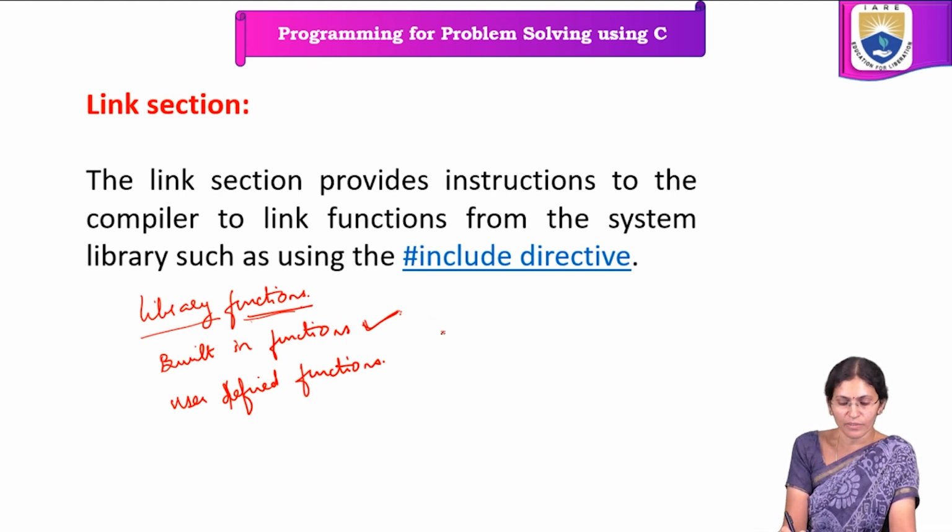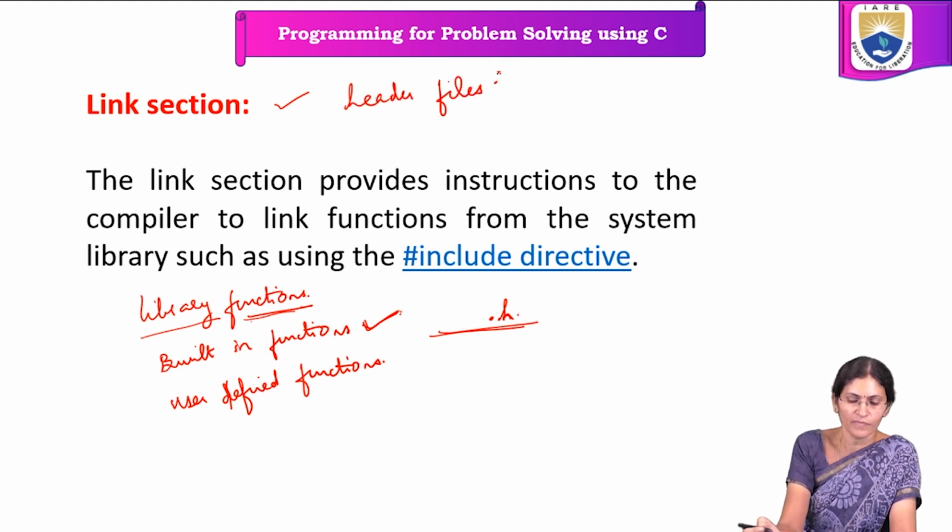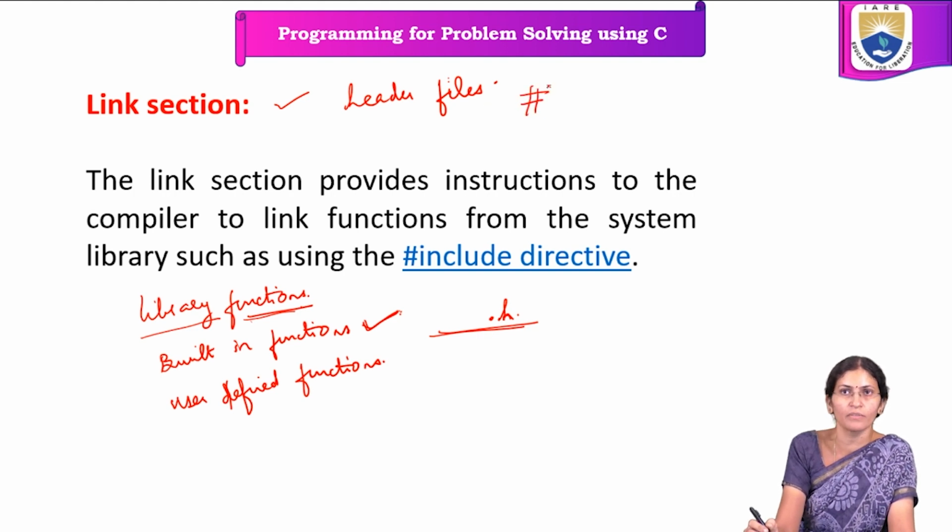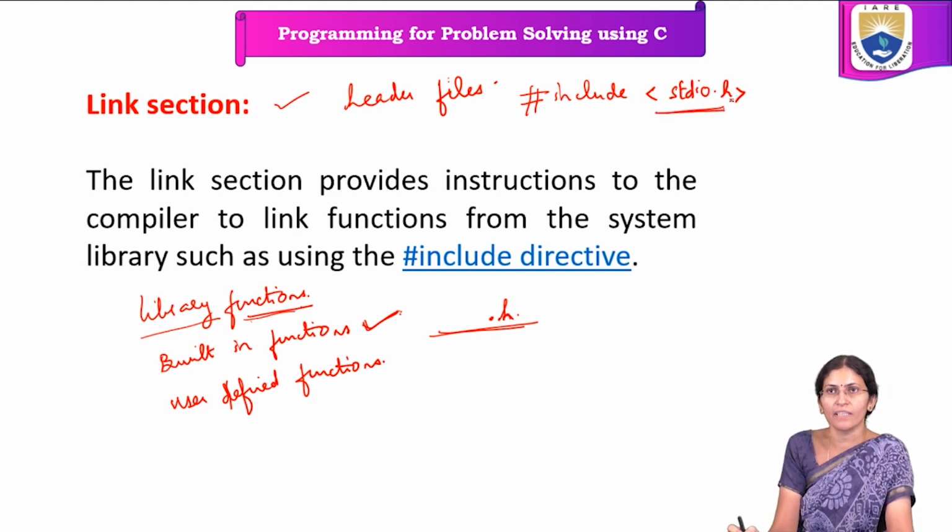Library functions are defined in files with .h extension. These are also called header files. In the linking section, we include the header files. The syntax to include a header file is #include followed by the library function name. Here the library function name is stdio.h, which stands for standard input output.